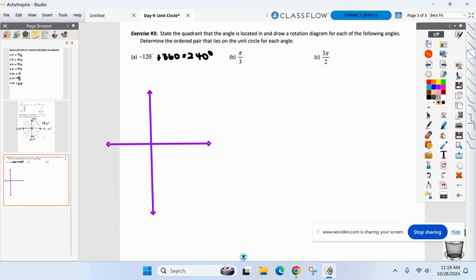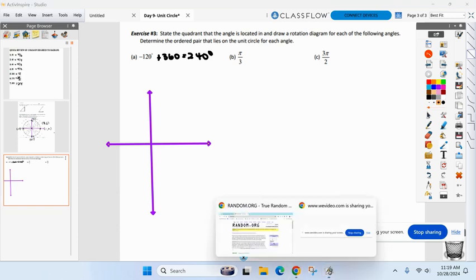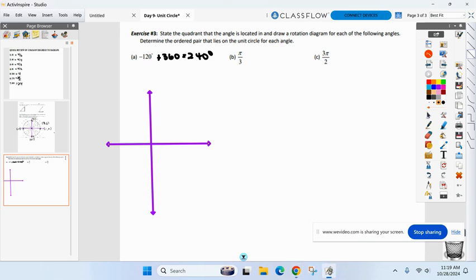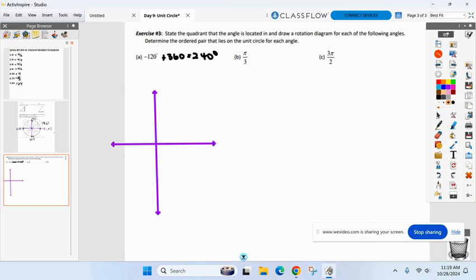Ready? What quadrant am I in here first? Here we go. What quadrant? 240. At this point, 240. Amber, what quadrant am I in? 240. Quadrant 3. Everyone's good? This is in quad 3.